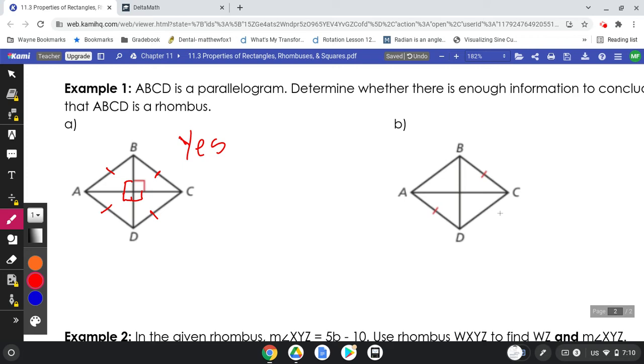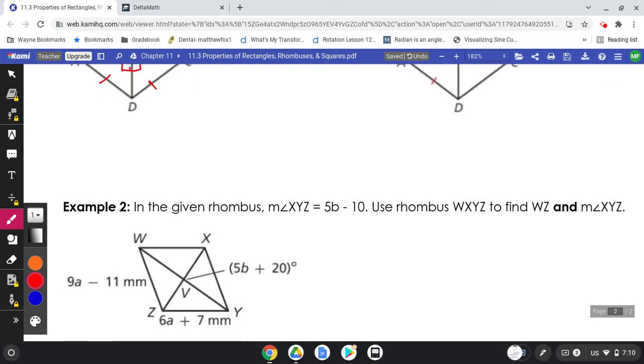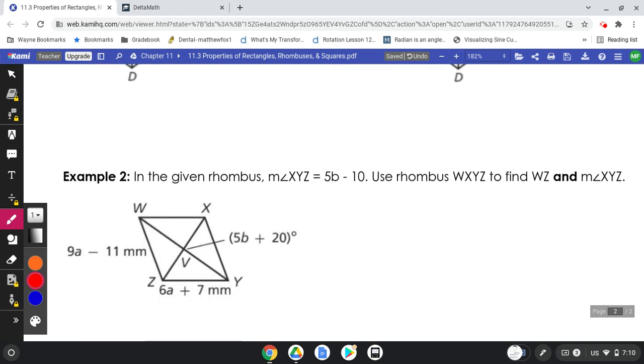Now, on letter B, it does appear that these are right angles, but without proof, we have no way to know that for sure. Without measuring it, we cannot make this conclusion. No, we don't have quite enough information that it's a rhombus. Now, if there was a mark here and here, that would work, or if one of those had a right angle in them. But without that, no, we don't have enough information.